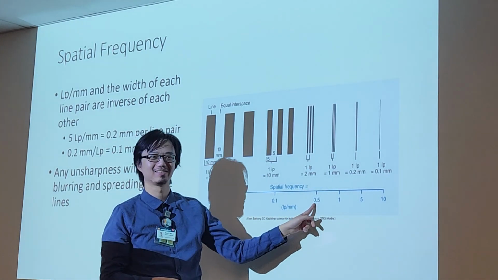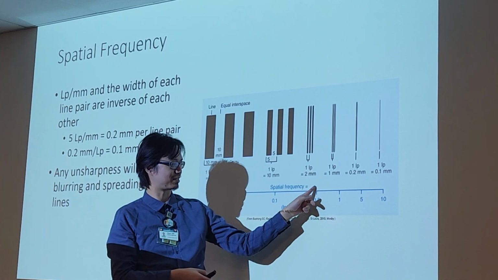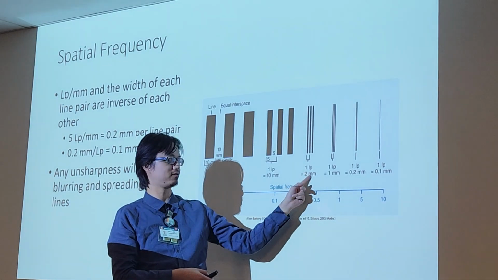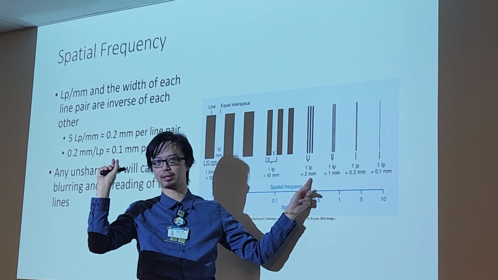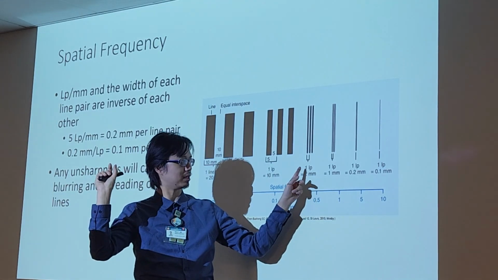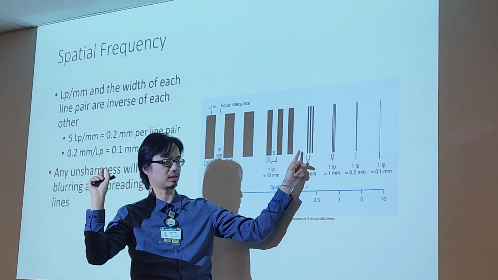Right, so yes, it is true. It is 2. So 1 divided by 0.5 gives you 2. So together, black and white is 2 millimeters. So how thick is each one? 1 millimeter each, right? 1 millimeter for each of them. Great.